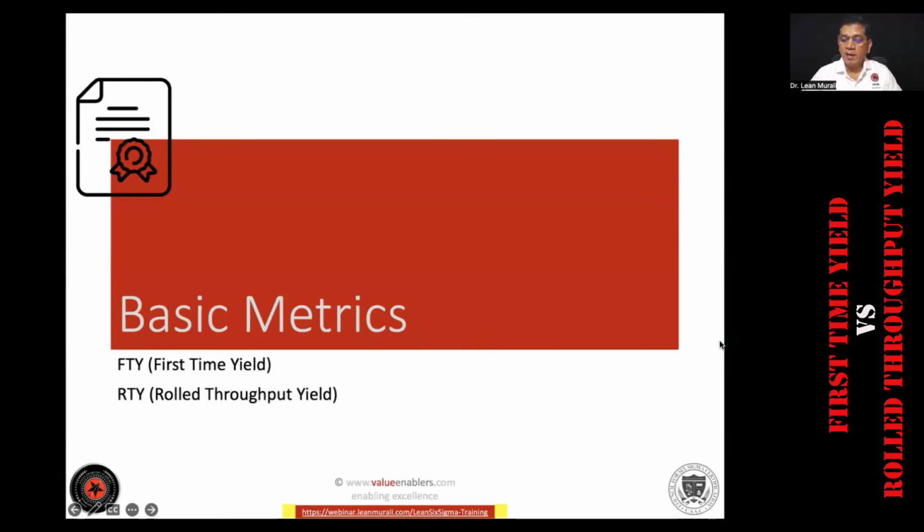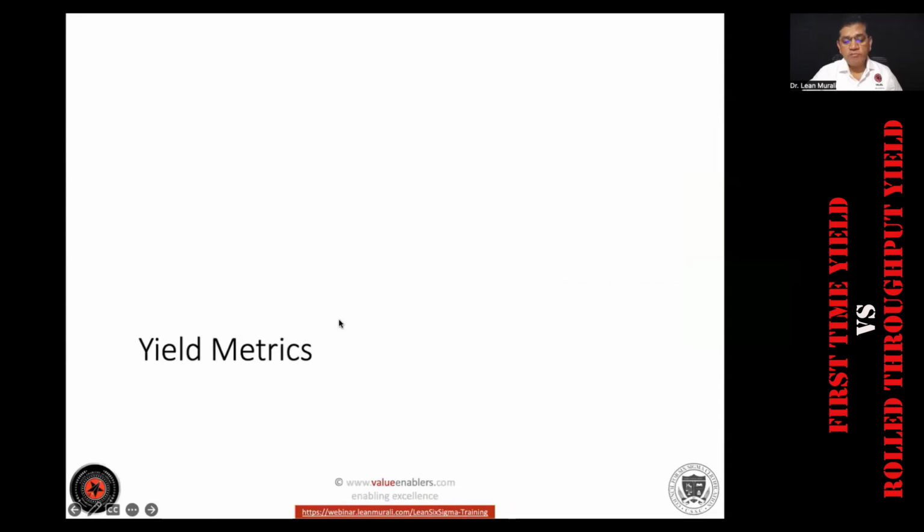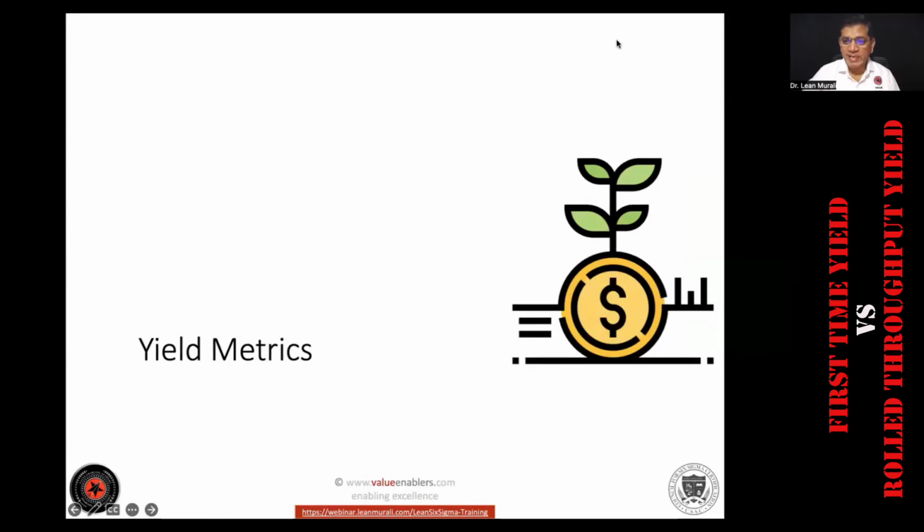Yeah, FTY and RTY. All of you type FTY and RTY in the chat box. First time yield, rolled throughput yield. Okay, fine. First of all, I'll talk about these yield metrics step by step.